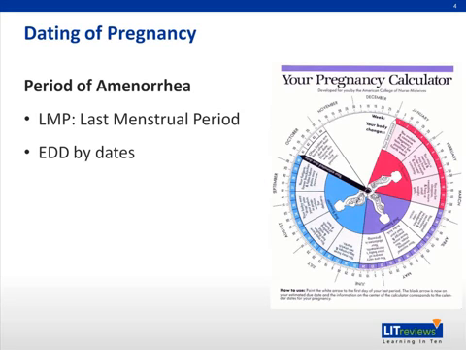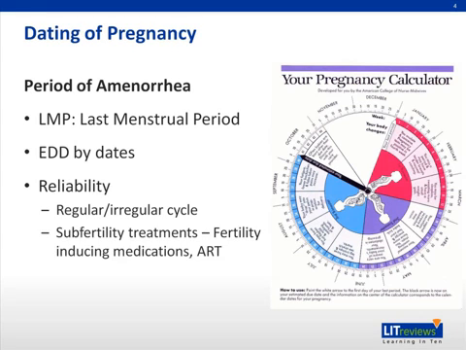The big problem that we would face by using just the last menstrual period to calculate the pregnancy dating would be the reliability. Because if a patient's cycles are irregular, the dates may not be reliable. But if the person has used subfertility treatments like fertility-inducing medications or assisted reproductive techniques, the dating is more reliable. If a person has come off the combined oral contraceptive pill and got pregnant in the first cycle, those dates may not be reliable.